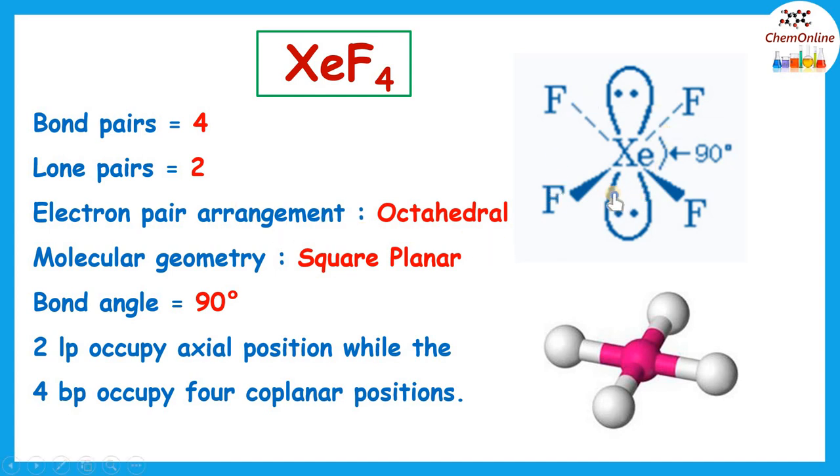But since there are 2 lone pairs on the central atom, the geometry deviates to square planar, with the lone pairs occupying the axial positions, and the bond angle will be 90 degree. So in XeF4, though we expect an octahedral geometry, due to the presence of lone pairs, the geometry becomes square planar, and in order to minimize the repulsion, the lone pairs occupy the 2 axial positions, and the remaining 4 coplanar positions are occupied by the 4 bond pairs, that is by the 4 fluorine atoms.